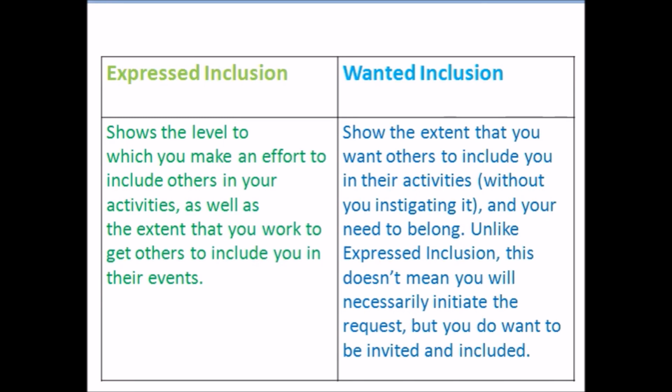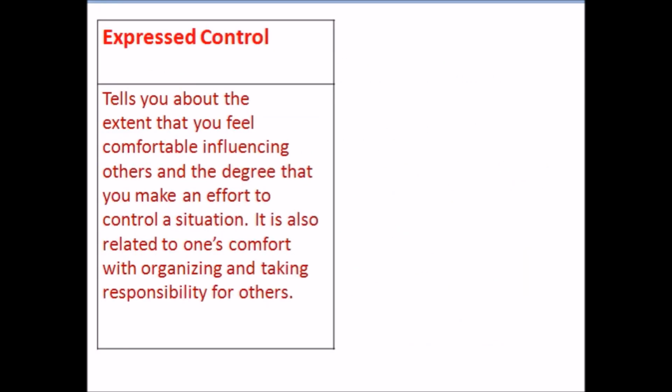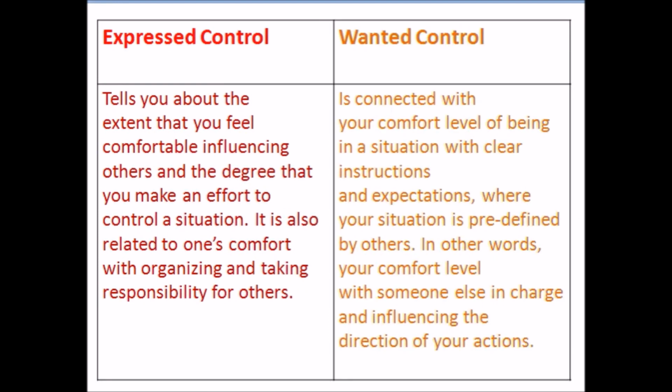The third section is called expressed control. Expressed control tells you about the extent that you feel comfortable influencing others and the degree that you make an effort to control the situation. It is also related to one's comfort with organizing and taking responsibility for others. While the fourth one, wanted control, is connected with your comfort level of being in a situation with clear instructions and expectations, where your situation is predefined by others. In other words, your comfort level with someone else in charge and influencing the direction of your actions.